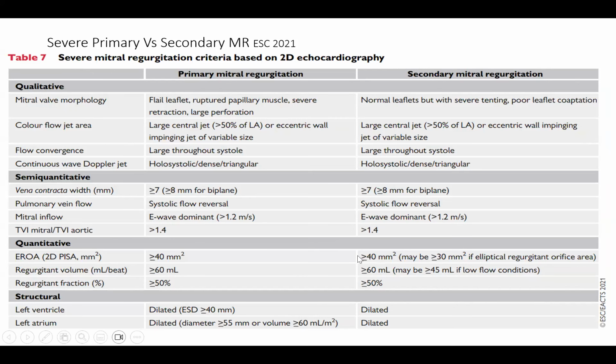So the ESC rather just focused on defining severe. They didn't bother with the earlier, like moderate or whatever. So, severe for primary MR versus severe for secondary MR. So they put them side by side with a few caveats here and there. But again, the EROA, that's the effective regurgitant orifice area, greater than or equal to 40 millimeters squared or 0.4 cm squared. Same thing. Regurgitant volume greater than or equal to 60 mL, regurgitant fraction greater than or equal to 50. So sort of similar to the ACC/AHA.